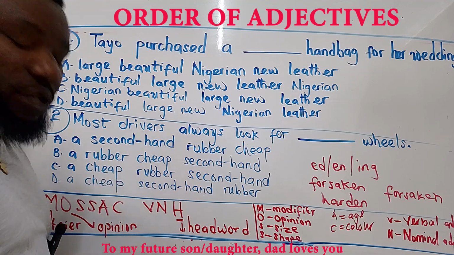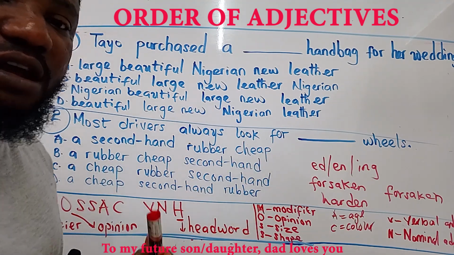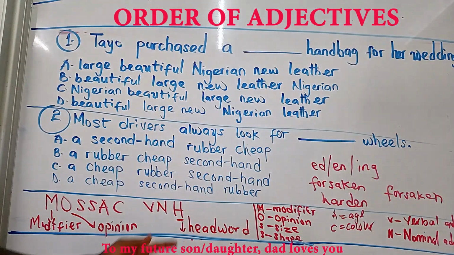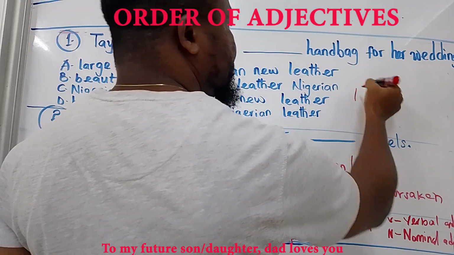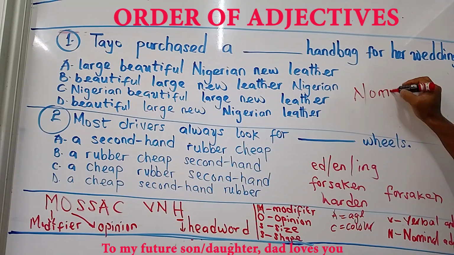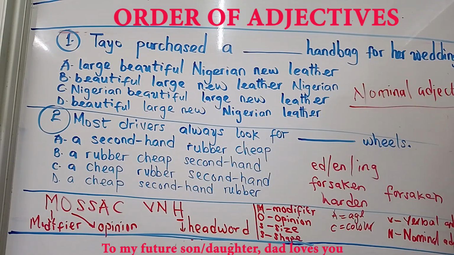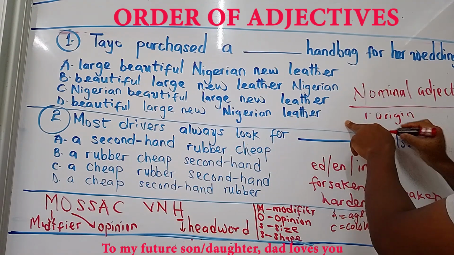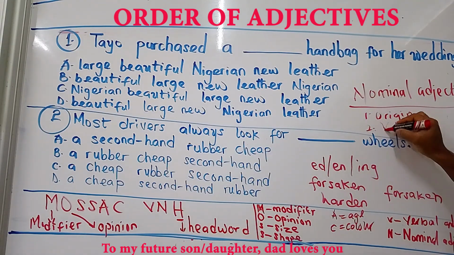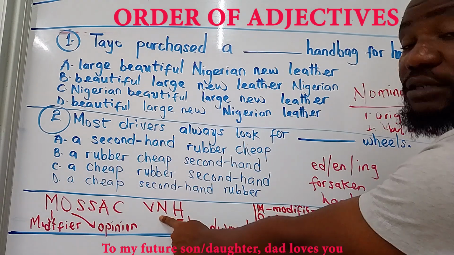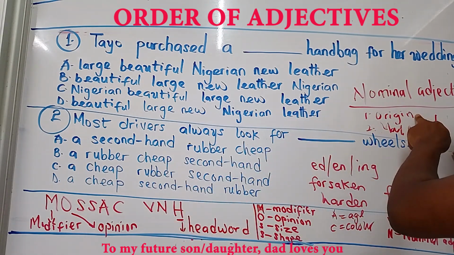And then we have nominal adjectives. Like the verbal adjectives, nominal adjectives are adjectives that are realized by nouns. In the case of N, we have two types of nominal adjectives. The first is what is called the origin, and number two, we have the material. Under the N, we have two types of adjectives there. We have the origin and we have the material.